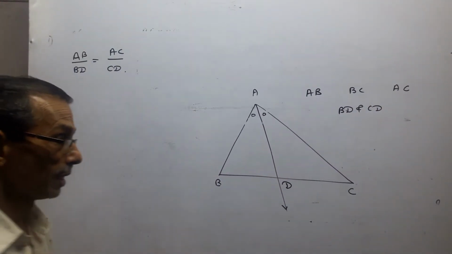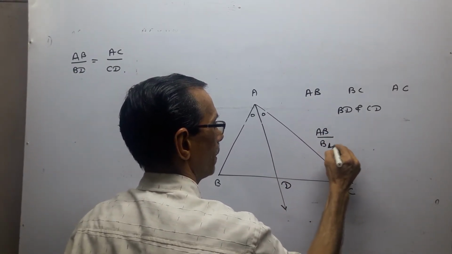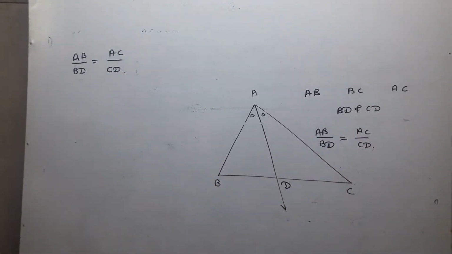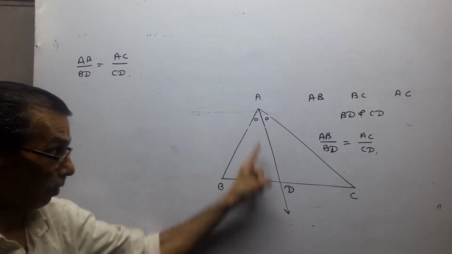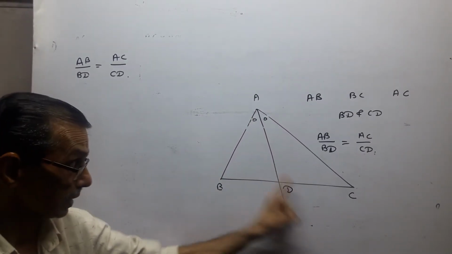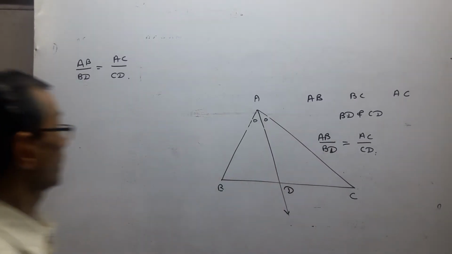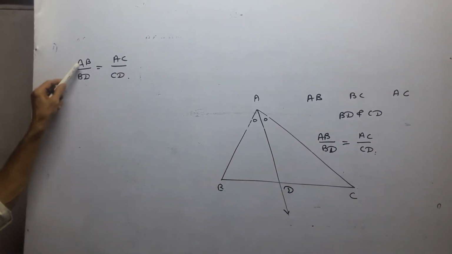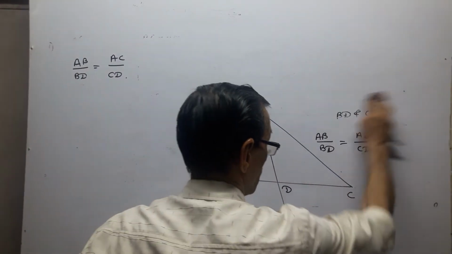The theorem says that AB upon BD is equal to AC upon CD. This is the theorem. So once again, the angle bisector of any angle of a triangle divides the opposite side in the ratio of the remaining two sides. So this is the theorem. Now how to prove this theorem? Now look here. I have written here. AB upon BD is equal to AC upon CD. Now how can you prove this?